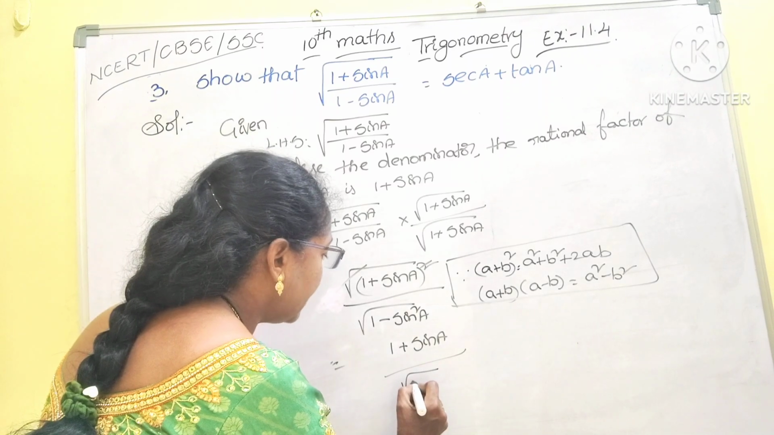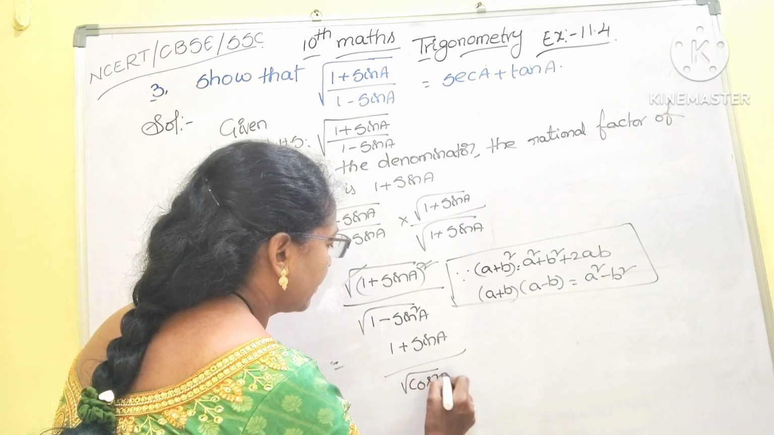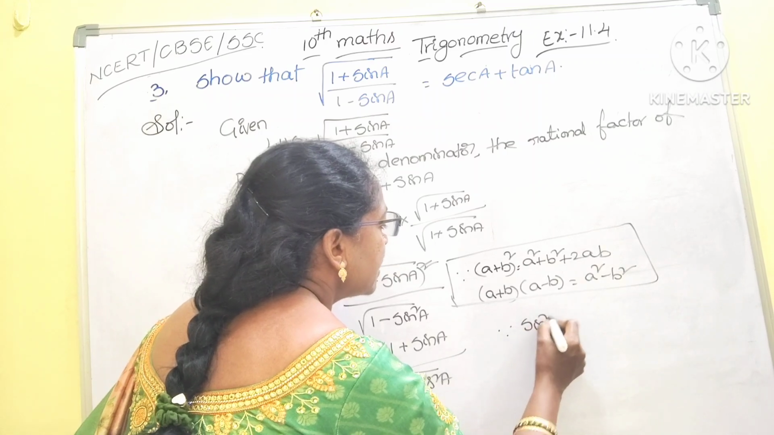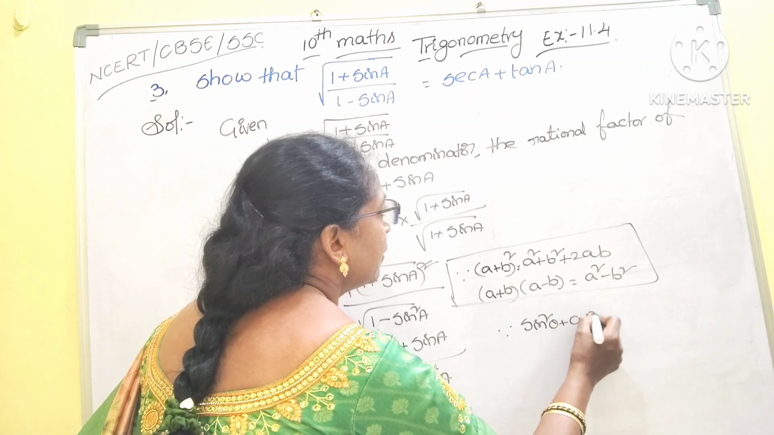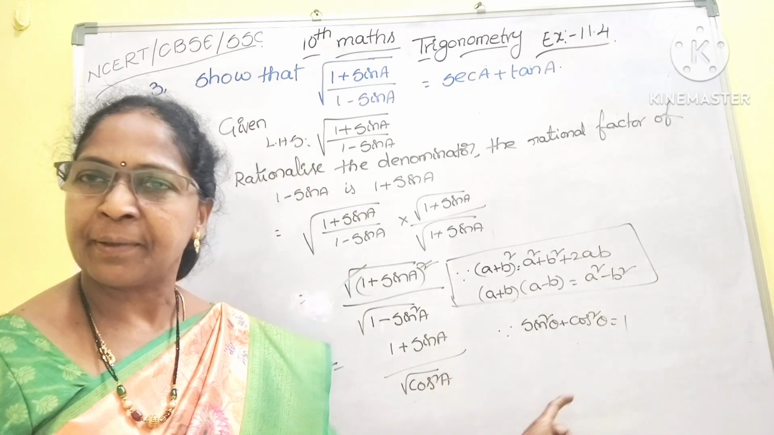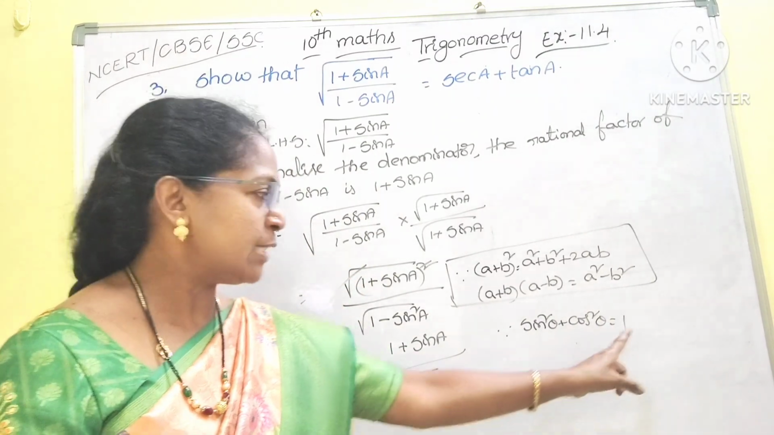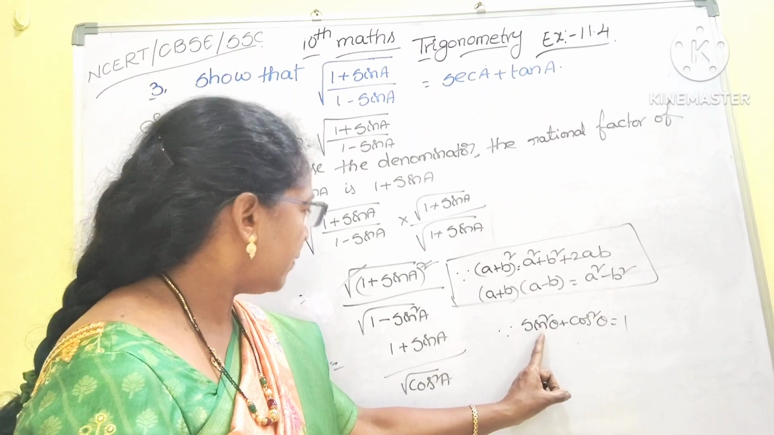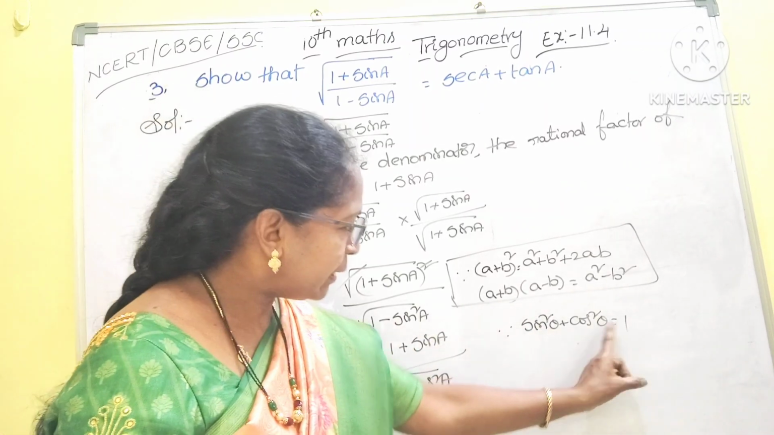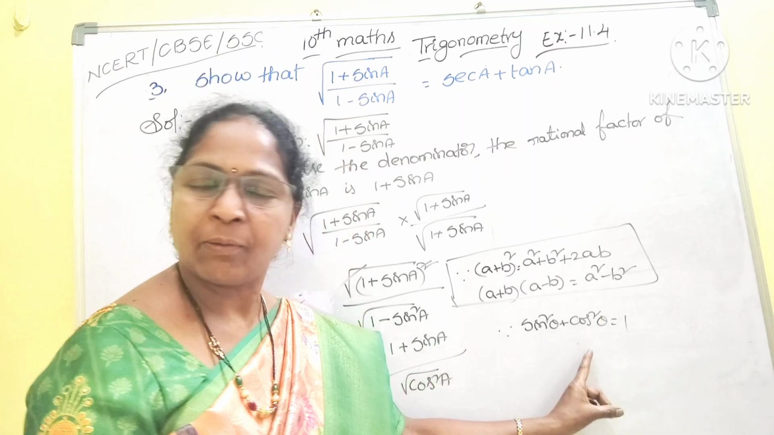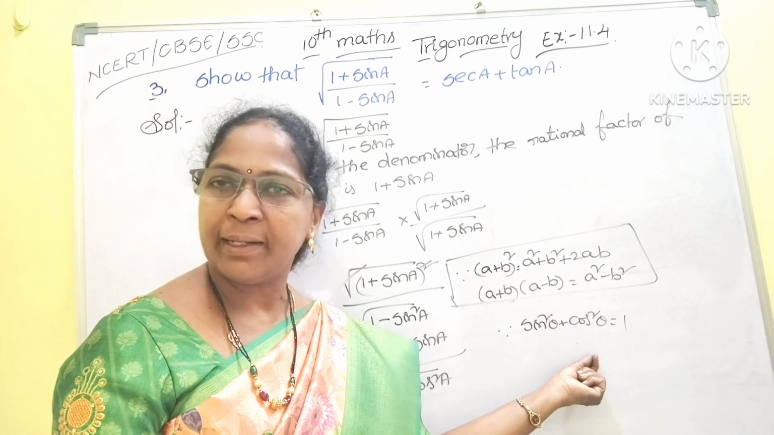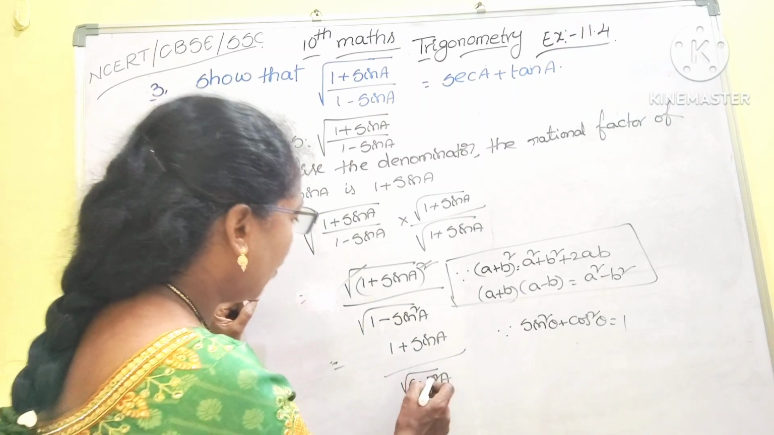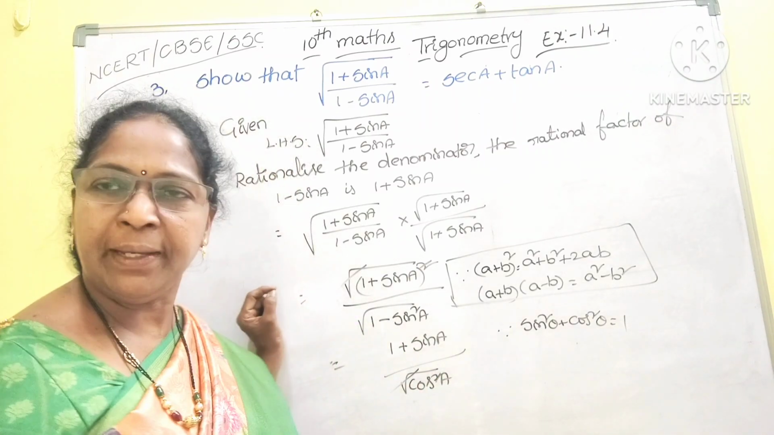Here you can apply the trigonometric identity. Which trigonometric identity? Sin square theta plus cos square theta equals 1. From this you can find 1 minus sin square theta equals cos square theta. Whatever is required here, according to that we can find from this basic formula. Now here also square and square root will be cancelled.